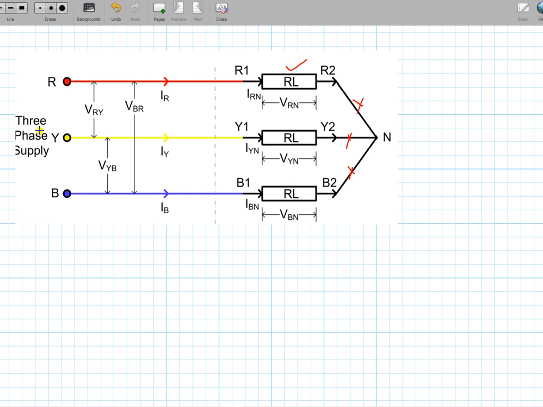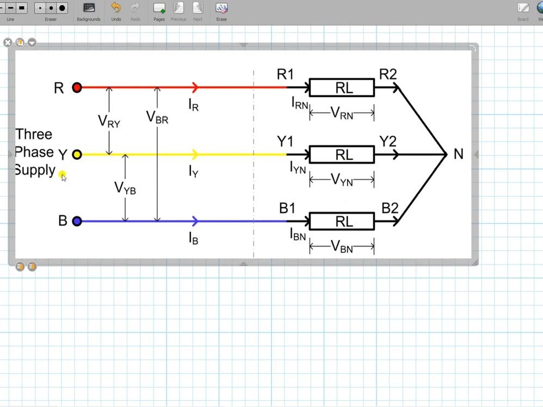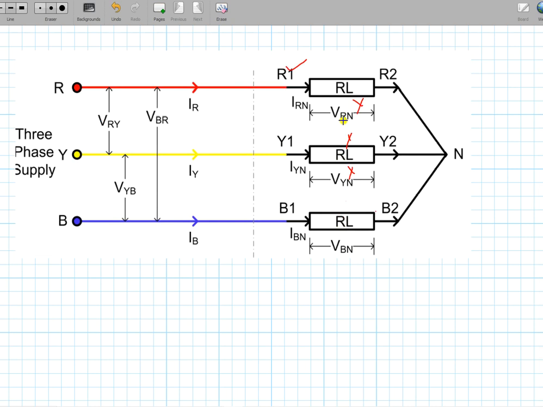Okay, so I have a three phase supply. The RL type load is connected to the R phase. I have a second RL type load, it is connected to the Y phase, and the third RL type load is connected to the B phase. So what will be the voltage across this?